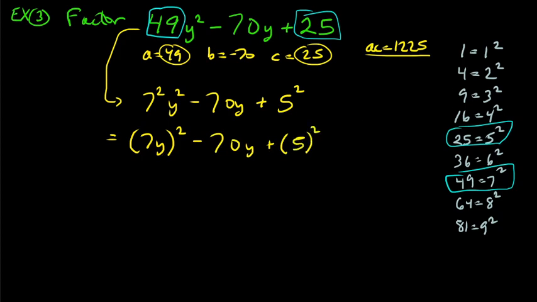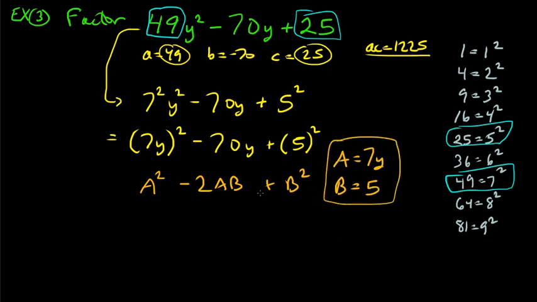So writing it this way, this is in the form capital A squared minus 2ab plus b squared. So we recognize that a, what's in the parentheses here, is 7y, and the b is just 5. Once we recognize what is capital A and capital B, we know that this factors as a minus b squared. And in this case, it's going to be 7y minus 5 squared.